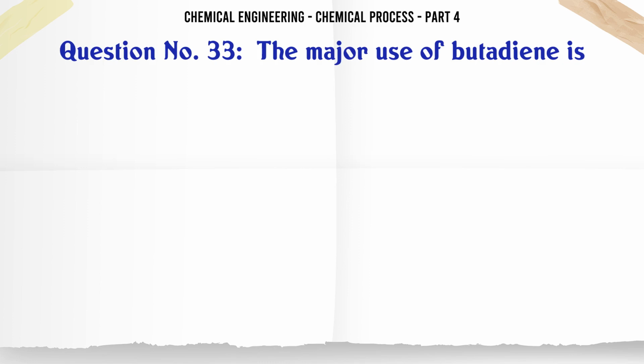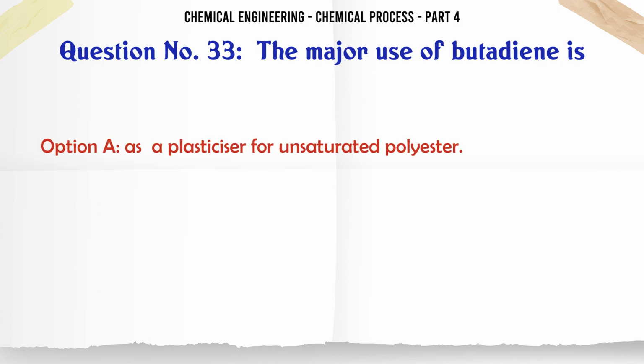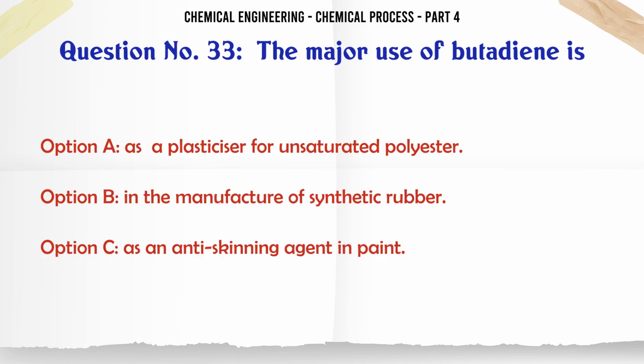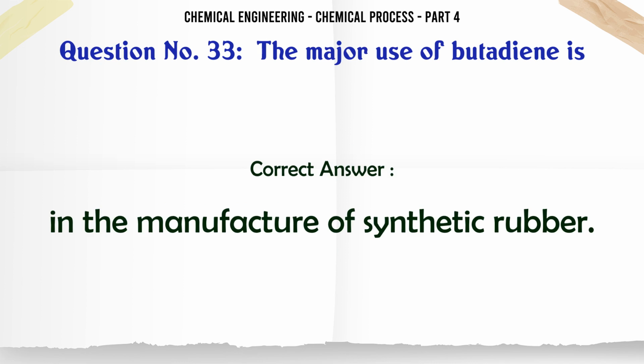The major use of butadiene is A. As a plasticizer for unsaturated polyester. B. In the manufacture of synthetic rubber. C. As an anti-skinning agent in paint. D. None of these. The correct answer is in the manufacture of synthetic rubber.